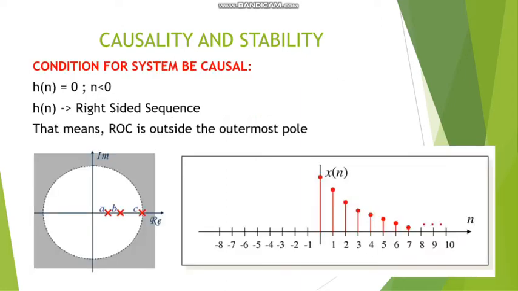For a causal system, the impulse response h of n should be 0 for n less than 0, so that h of n is a right-sided sequence. That means the ROC is outside the outermost pole. Here we can see the poles A, B, C, and the ROC is outside the outermost pole C, and the picture on the right side is the right-sided sequence. The condition for the system to be causal is that the ROC should be outside the outermost pole.